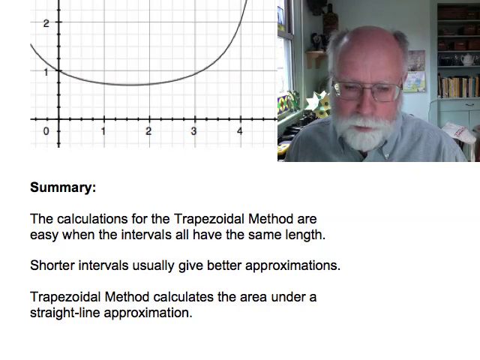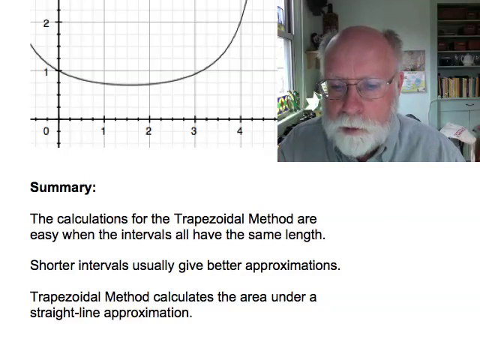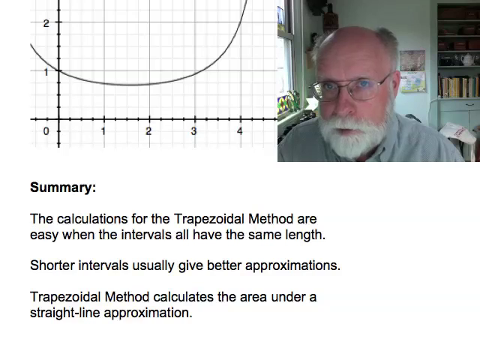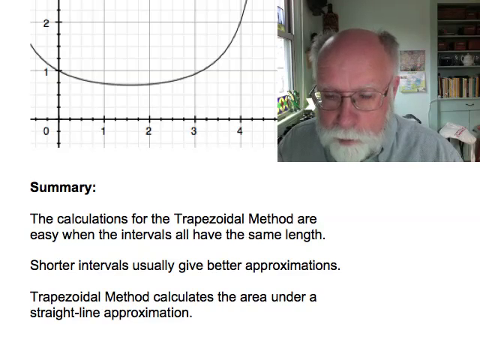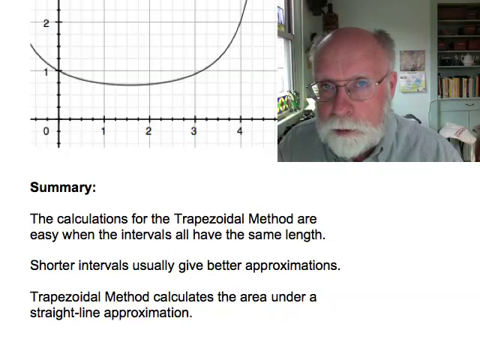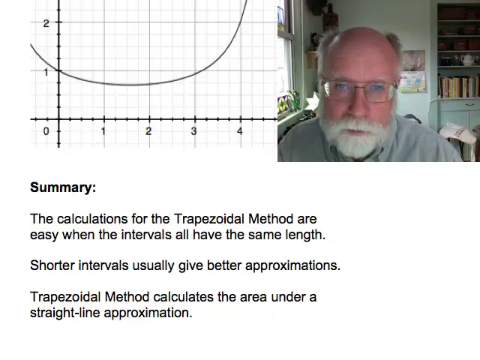Okay, let's just wrap up with a summary. The calculations of the trapezoidal method are easy when the intervals all have the same length. They get a little bit more difficult when you have different intervals of measurement. Shorter intervals usually give better approximations, and the trapezoidal method calculates the area under the straight line approximation to the curve. And for shorter lengths of interval, you will get a better approximation. I will say that the trapezoidal method is calculating with the straight line approximation of the curve.